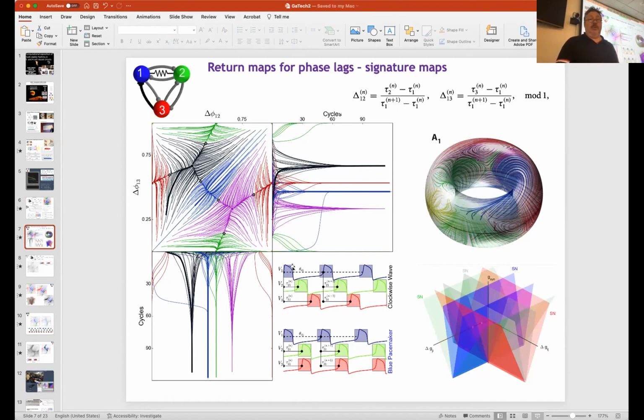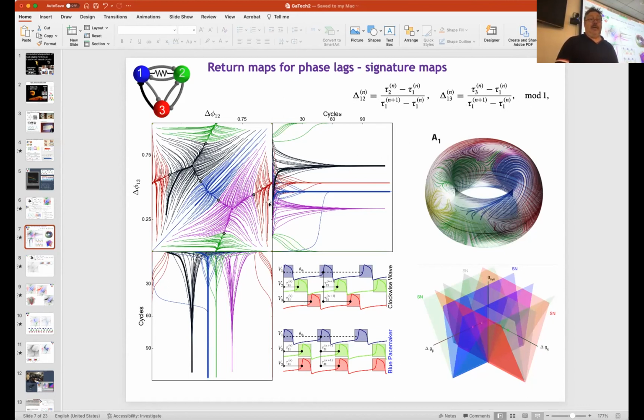So for example, you pick a blue cell as a reference cell, and then you measure the delay tau between, say, burst or spike origination in the green cell and in the red one. Then you divide the tau by the recurrent time, the period of the blue cell, and you get phase lags, which are defined modulo 1.